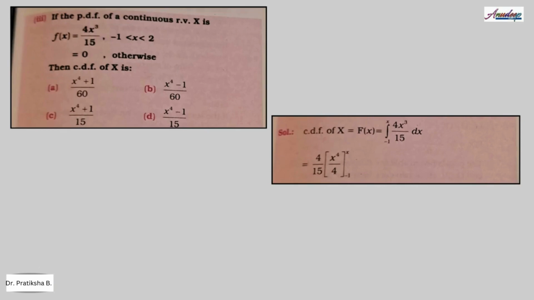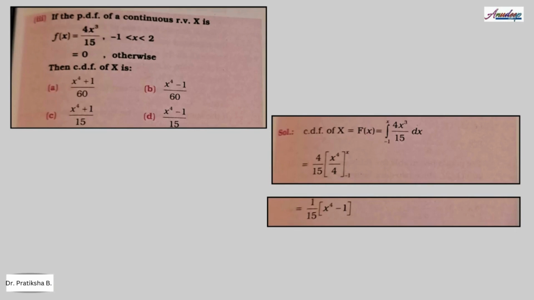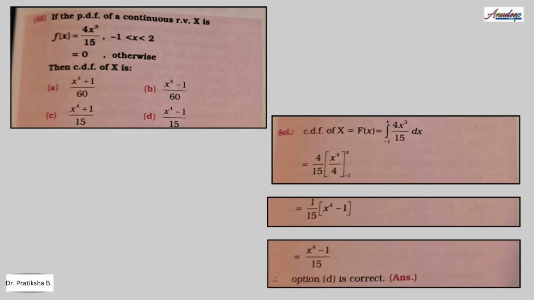Here the lower limit is −1, so it will be from −1 to x, and f(x) is 4x³/15 dx. Again 4 by 15 is a constant, taking it outside, and the integration of x³ will be x⁴/4. Applying the lower limit −1 and the upper limit x, we get the answer as (x⁴ − 1)/15, which is option D. So D is the correct option.